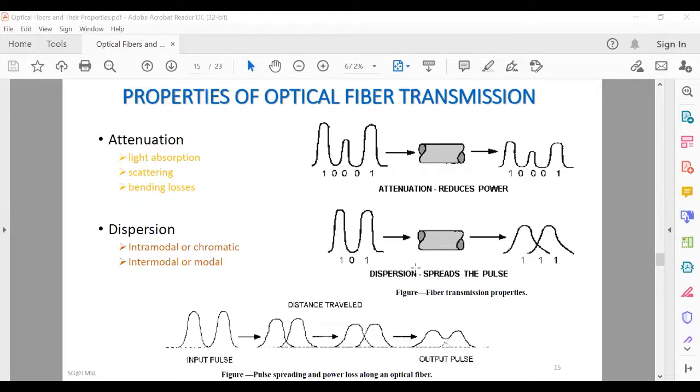Besides attenuation and dispersion, other optical fiber properties also affect the system performance, for example modal noise, pulse broadening and polarization. These can also reduce the system performance.